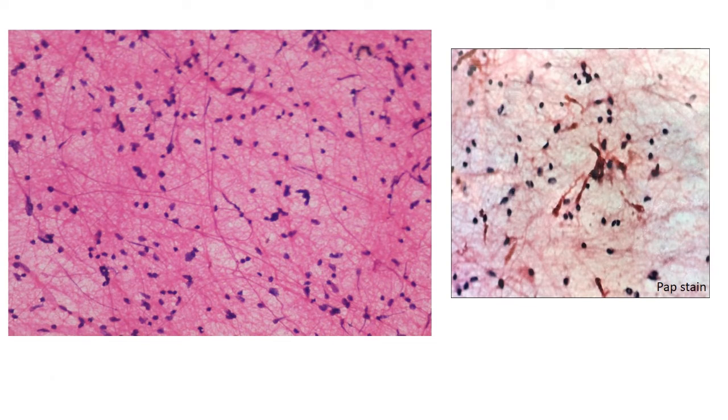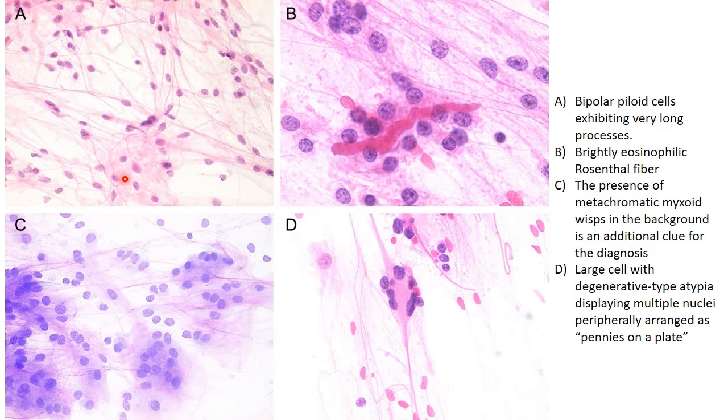Yes, right. And so this is again a picture of a pilocytic astrocytoma with bipolar pilocytic cells with fine cytoplasmic processes that you can make out. This eosinophilic material that you can see here is nothing but a Rosenthal fiber as seen in a squash cytology smear. What about this one? This is a multinucleated cell, with peripherally placed nuclei, and is very characteristic of a pilocytic astrocytoma. This is referred to as a pennies on a plate appearance.